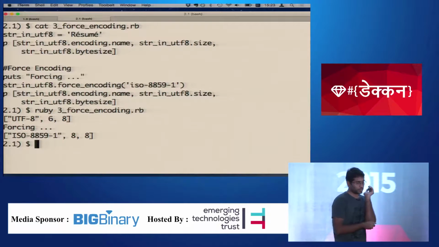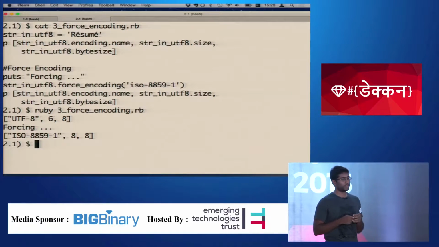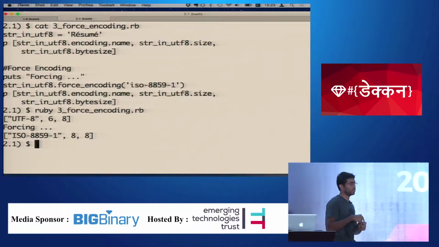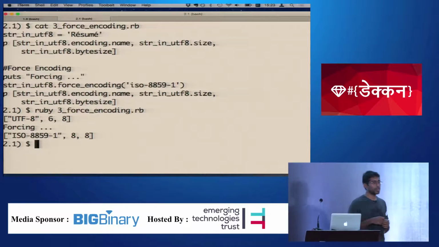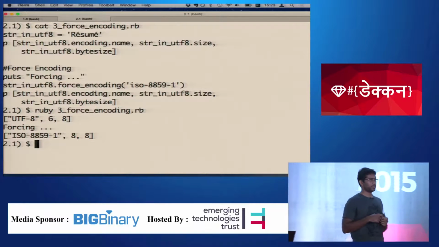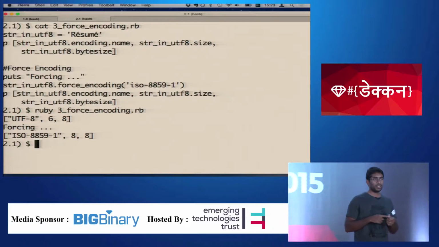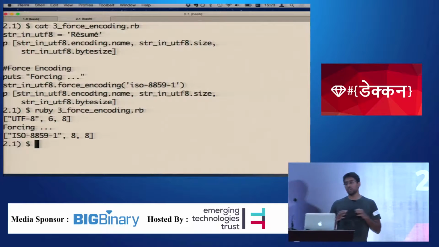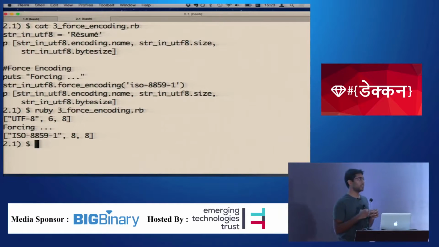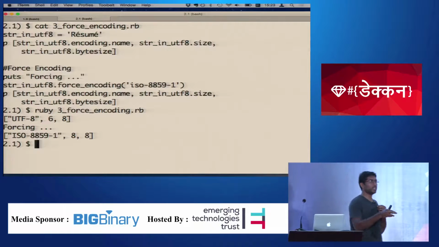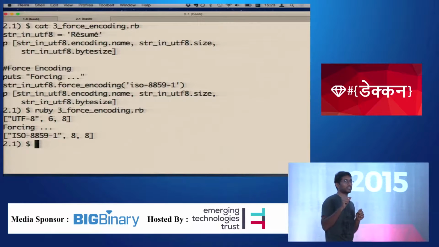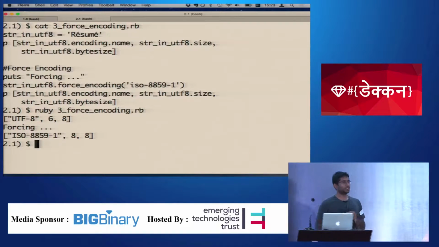If you look at this, the string I have created in UTF-8, Résumé with accented E, has size 6 and byte size 8. But if I force Ruby to change that encoding into a different encoding, the size has actually become 8, right? That is because you cannot actually force encoding on data which you don't understand. It is actually taking the byte representation, so accented E is considered as two different characters when you do force encoding.